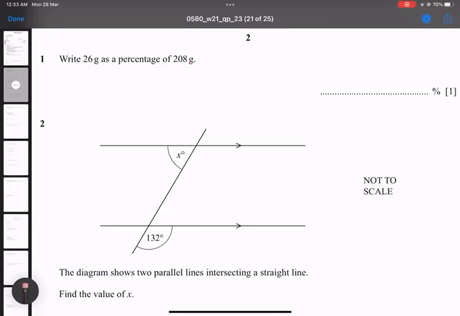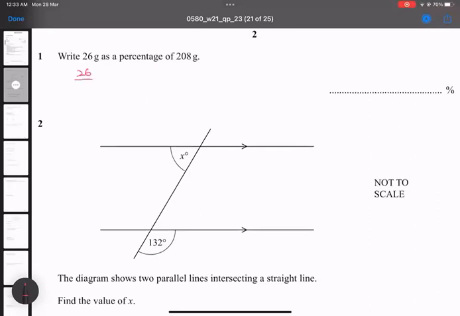So we have two techniques. One technique is 26 grams divided by 208 times 100, and the answer becomes 12.5 percent. Or second method, we can do by cross multiply. We can write here the titles, percentages and grams. Because we are asking 26 grams as a percentage of 208.